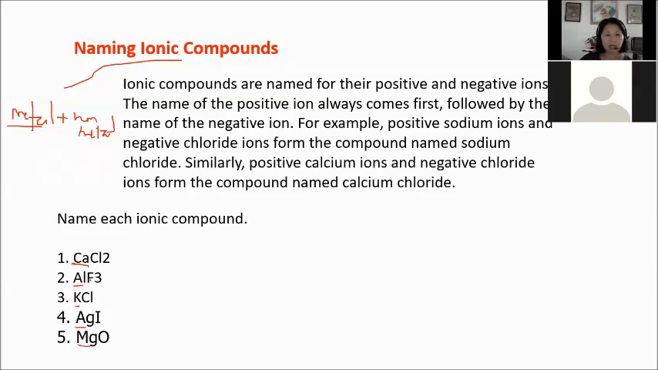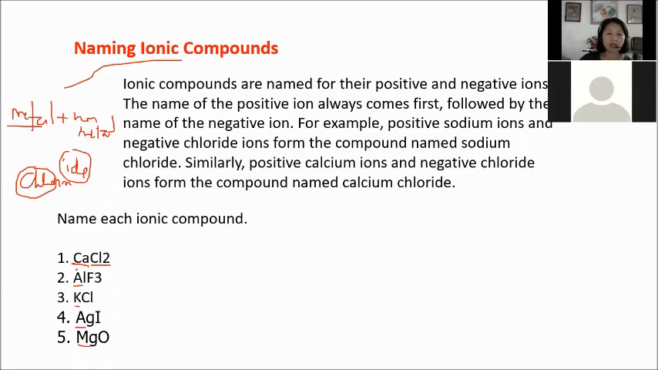This is for binary compounds. Next, we take part of the name of the second element, the non-metal. For example, for chlorine, we take only chlor, and then add IDE. For fluorine, fluor. For iodine, iod. For oxygen, ox. And then again, plus IDE.